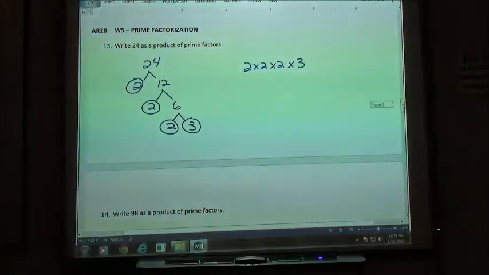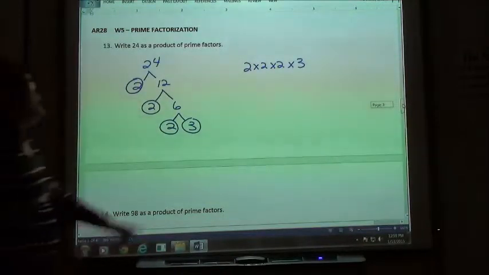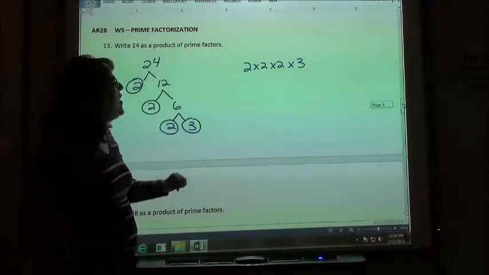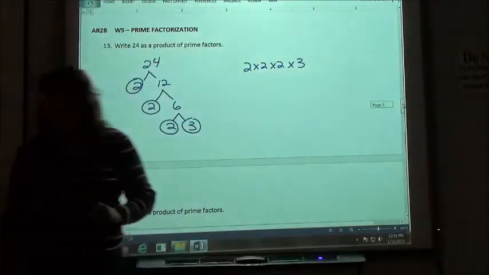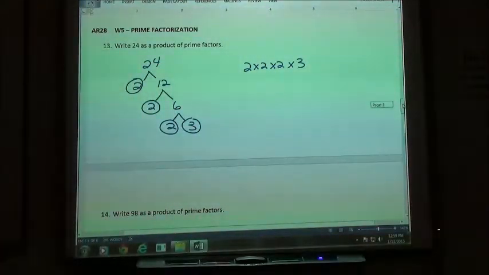If you grab your calculator and you do 2 times 2 times 2 times 3 and hit equals, what do you suppose it's going to give you? 24. 24, exactly. So, when you write it as a product of prime factors, all of those are prime numbers, and if I multiply them all together, I get 24 for my answer. That was easy. Well, good.